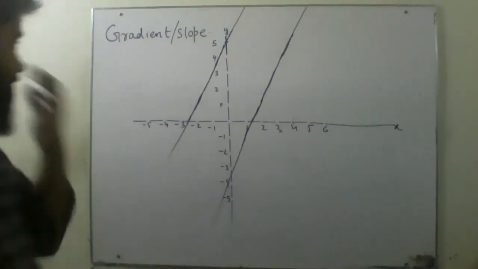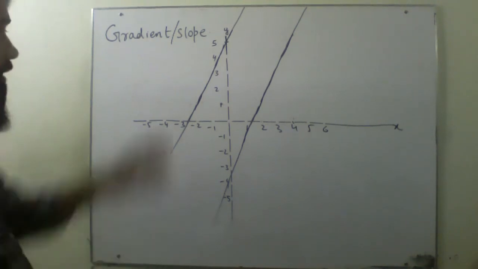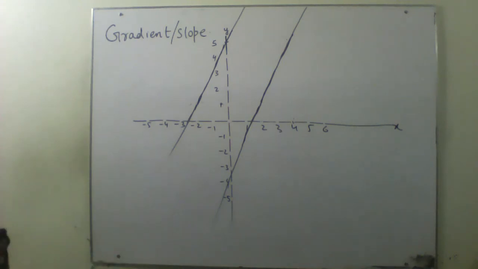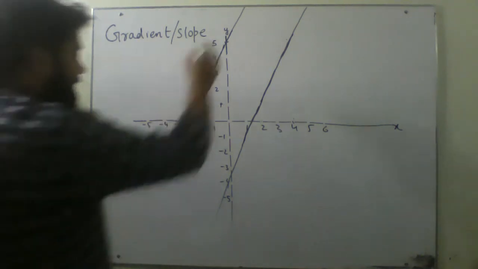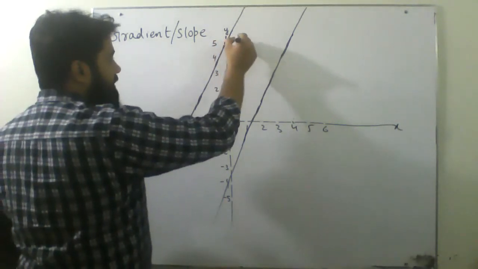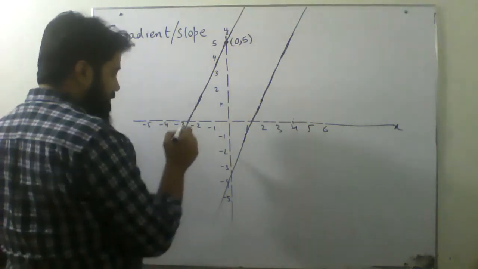Now I've got two parallel lines over here, and I'm going to find out their gradients. Then we will figure out something over here also. So I'm selecting 2 points over here. First of all, I'm selecting this one, that is 0, comma 5. And what else can I select over here?